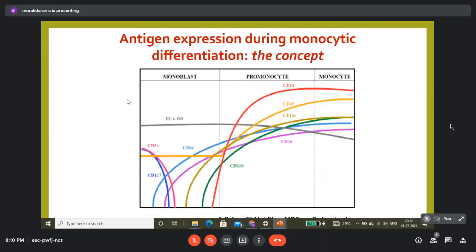Coming to the antigen expression of monocytic differentiation, it can be divided into three major categories: monoblast, promonocyte and monocyte. We can see clearly that the monoblastic region will have CD34, HLA-DR, CD64 and CD117. Among these, CD34 and CD117 will come down, and the rest of the markers will come up and start appearing in the promonocyte and monocytic region. So anything abnormal from this type of pattern will be called an abnormal pattern.